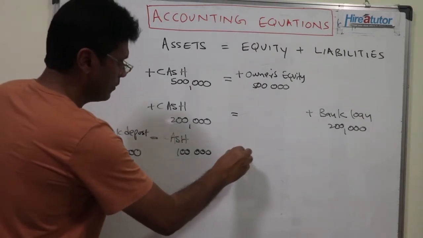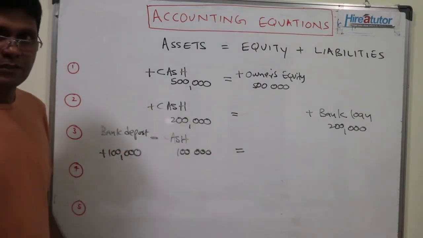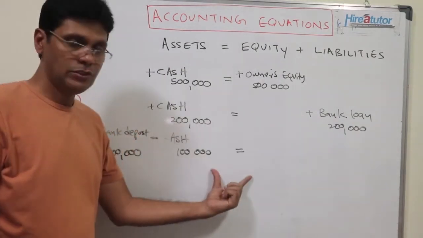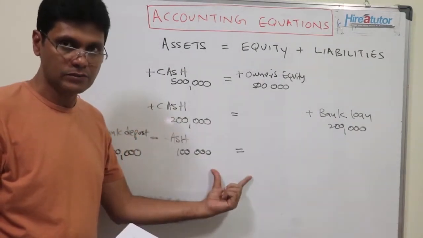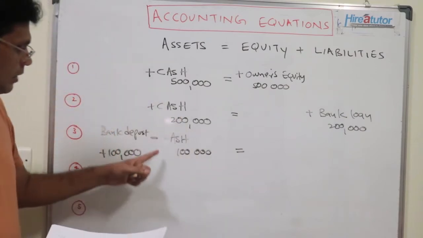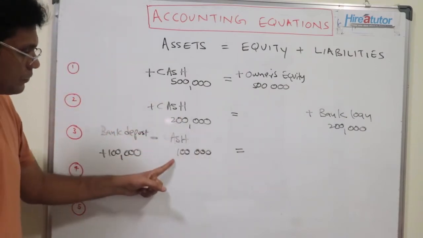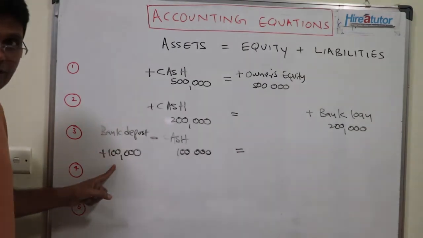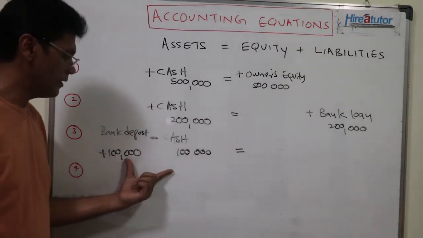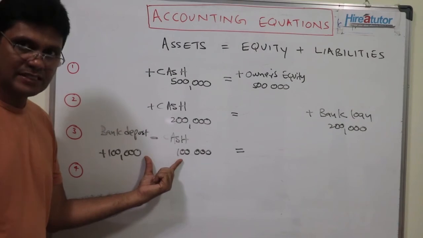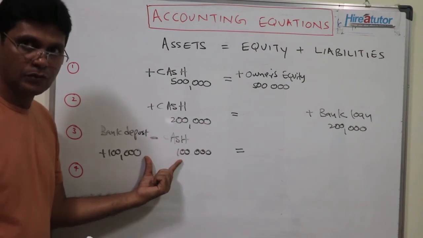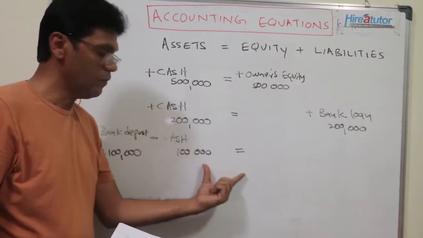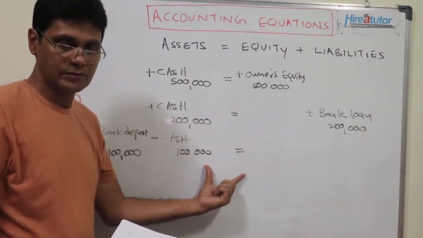So what is the impact on the liability side? There is no impact on the liability side, but the equation should tally, it should balance. Is it balancing? Yes. What has happened? The cash reduced by 100,000 and the bank deposit increased by 100,000. As a result, the net impact on the asset side is 0, and the liability side is also 0. So the equation will balance.